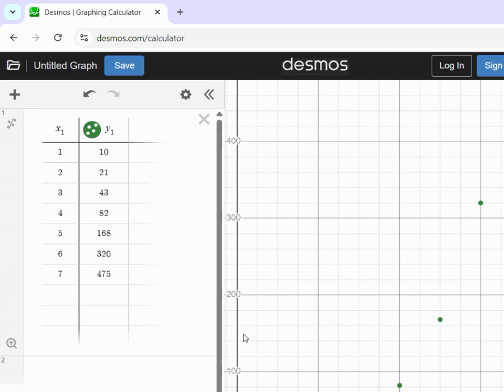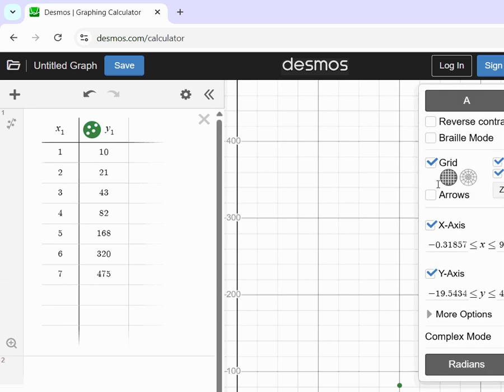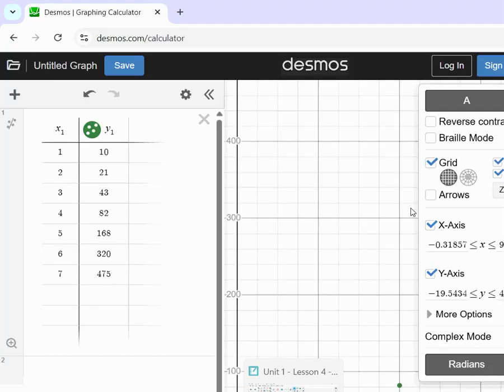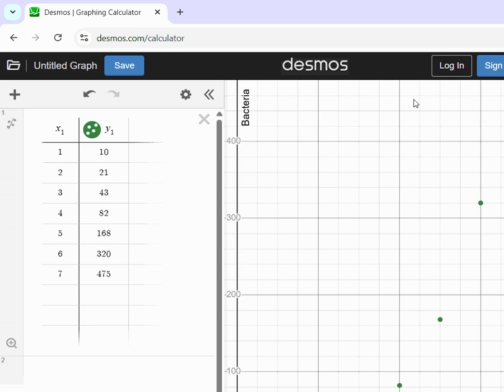Okay, we can also add headings to this. If we go back to our wrench, it says the word label right here. So our labels for this one are time and bacteria. So I'm going to take those words in here: time, and it was in hours, and bacteria. And notice it comes up as you're typing. Let's put that wrench away. And here is our beautiful scatter plot.